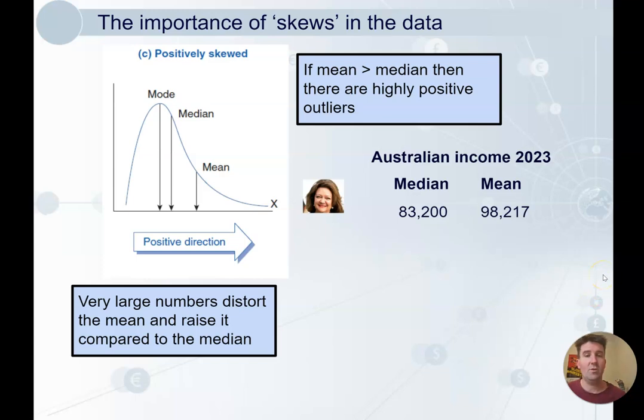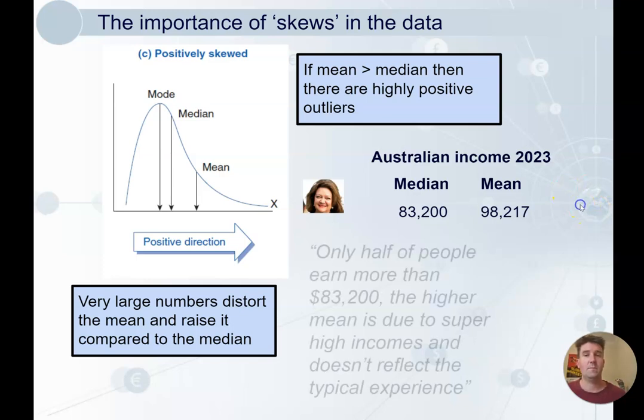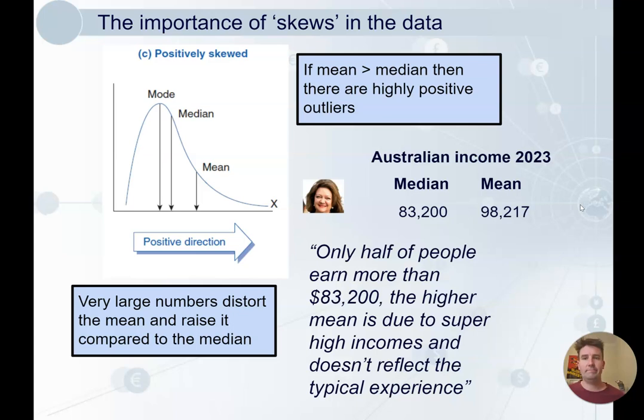All right, so we have to know what this means when we see data like this. So if the mean is so much greater than the median, that means there are highly positive outliers, right? So a way of interpreting this, what you might say, is only half of people earn more than 83,200. The higher mean is due to super high incomes and doesn't reflect the typical experience, right? So I'm going to use some quotes like this just to show how this could be used in everyday life, right?